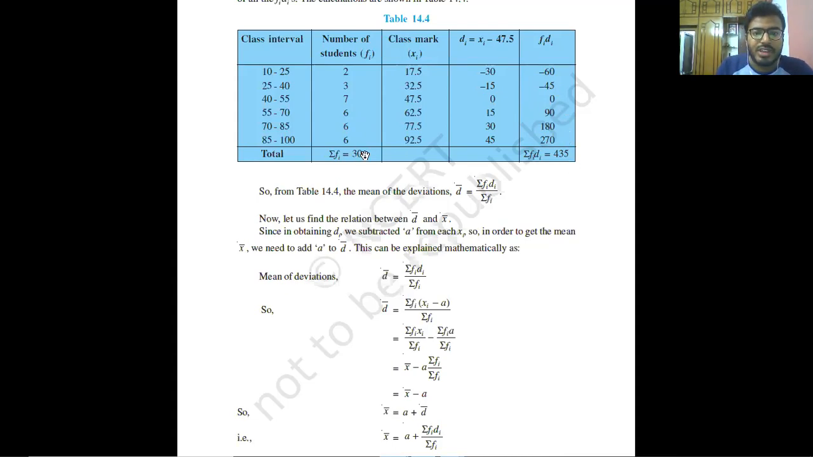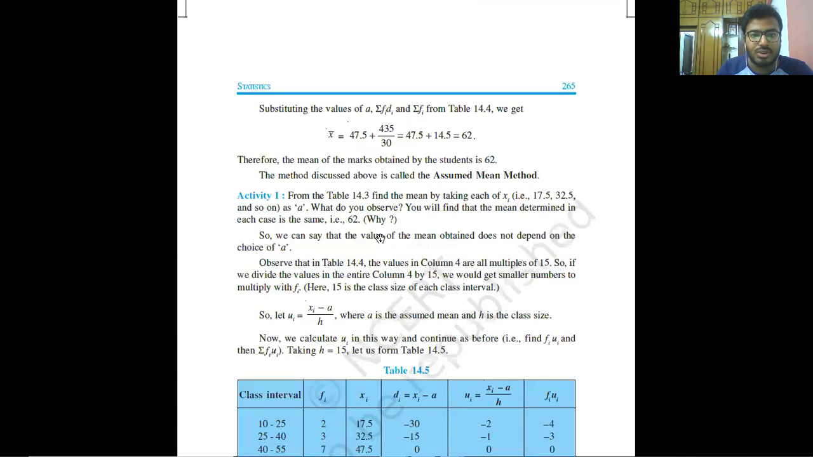Then you're getting sigma fi as 30. Now the formula is x bar is equal to A plus sigma fi di upon sigma fi. So what is A here? A we have taken as 47.5. Remember that. Sigma fi di is how much you got? 435. And sigma fi you got 30. So you have to just calculate that: 47.5 plus 435 upon 30 equals 47.5 plus 14.5, and you're getting the answer 62. Hope you are able to understand this.